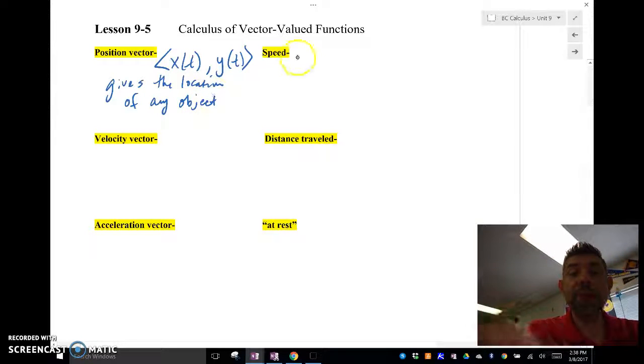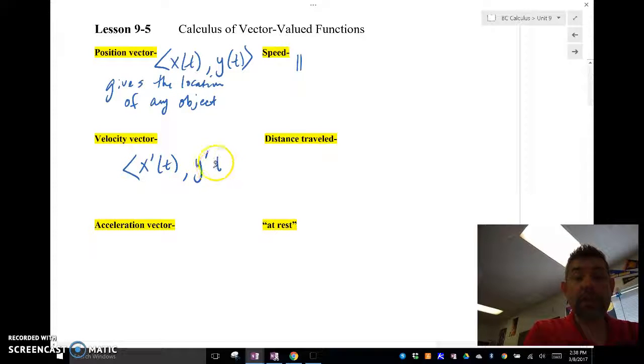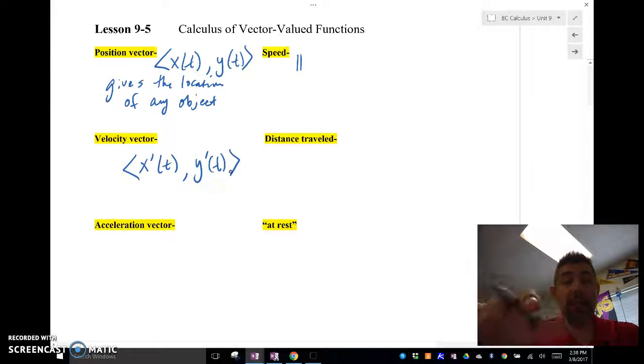Now, first of all, let's talk about the velocity vector. The velocity vector is, well, what do you think? We're going to take the derivative of each of those. So it's x prime of t and y prime of t. And if we're looking for the speed, we're talking about the magnitude of the velocity vector.